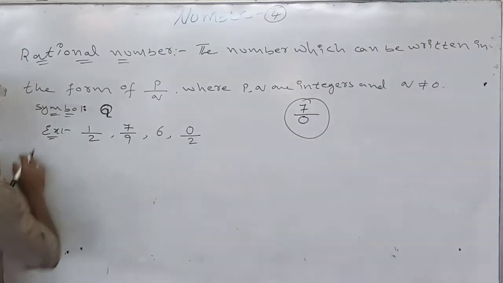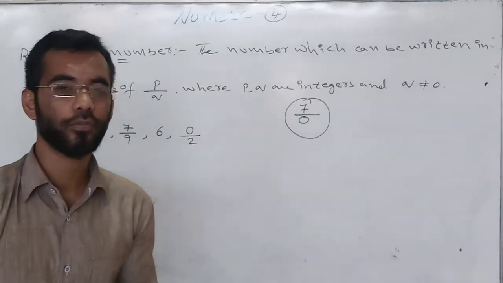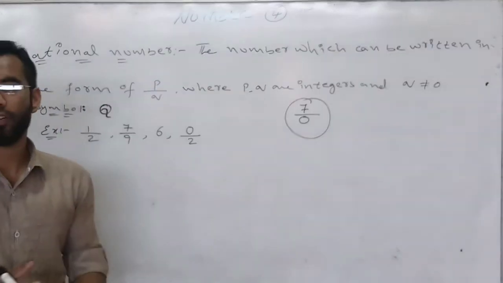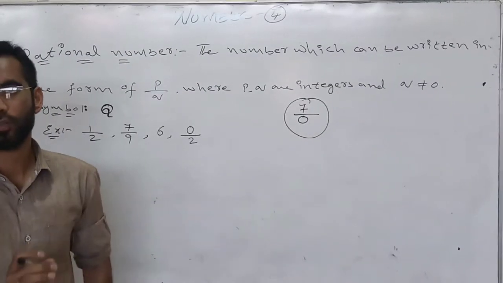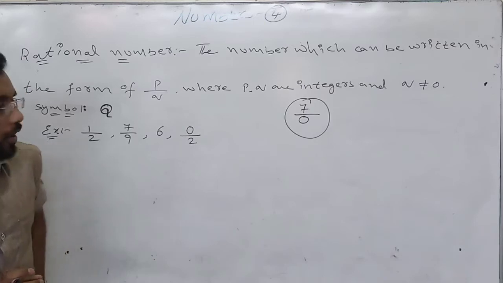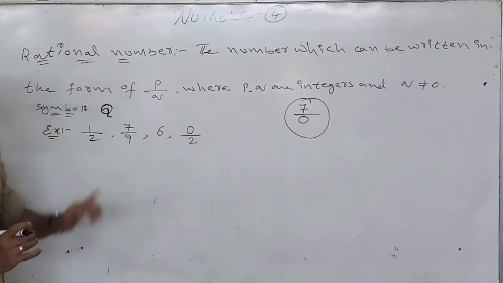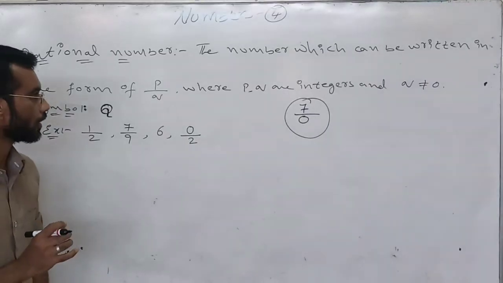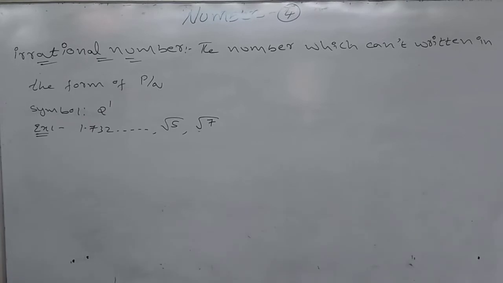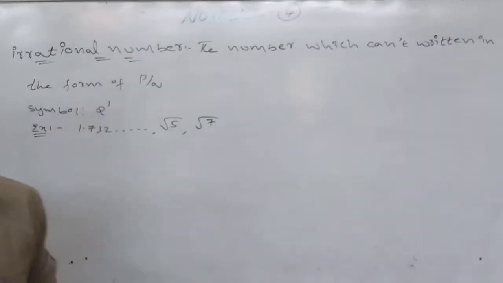Now, what is a rational number? The number which can be written in the form of p by q, where p and q are integers and q is not equal to 0. These are the examples for rational numbers, and the symbol is denoted with capital Q. Okay. Rational numbers we have seen. Now we will see irrational numbers.